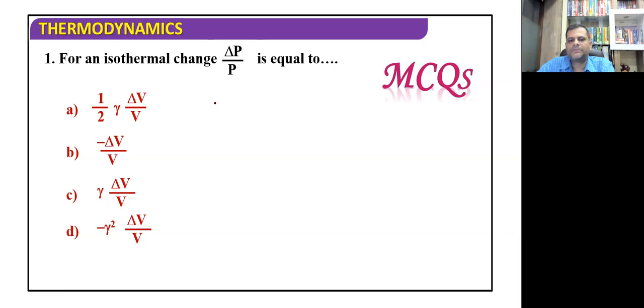आइसोथर्मल प्रोसेस के अंदर dP by P कितना होता है? माइनस ऑफ डेल्टा V by V होता है.